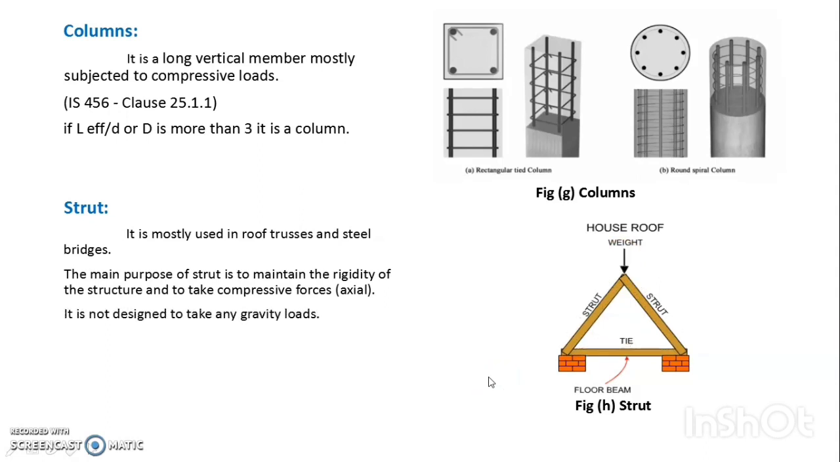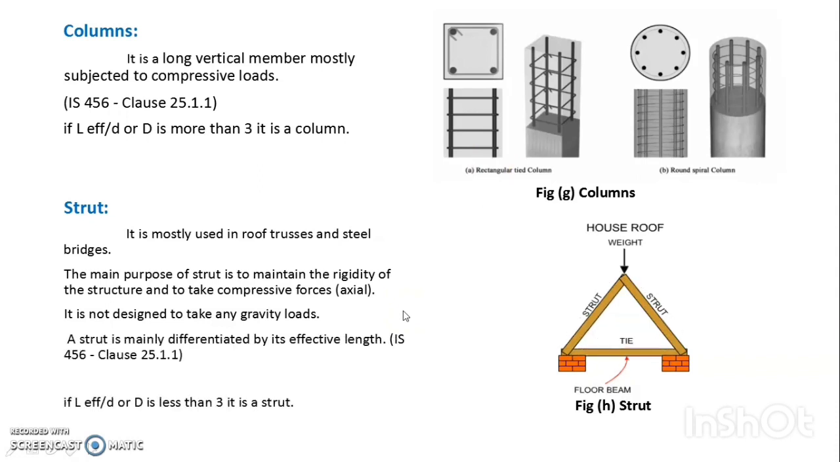It is not designed to take any gravity loads. Columns can take gravity loads, whereas a strut can't take any gravity loads. A strut is mainly differentiated by its effective length as per IS 456. If L effective divided by the effective depth or the overall depth is less than 3, it is known as a strut.